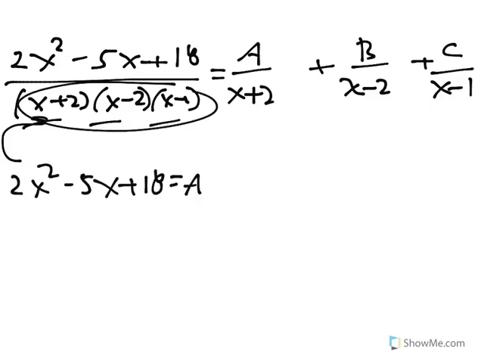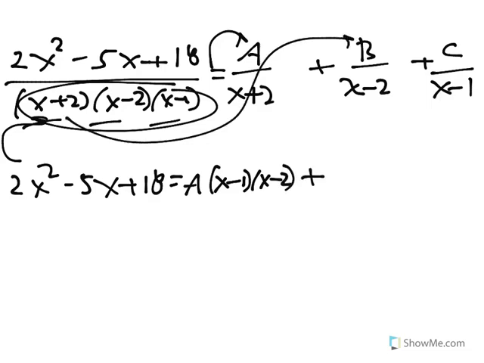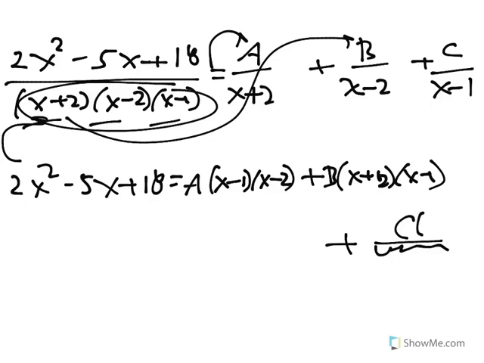And when you multiply all 3 of these things by this term, the x plus 2 cancels out, and the x minus 2 and x minus 1 are there with the A. If I multiply it by this term, the x minus 2's cancel out, and you get b, x plus 2, x minus 1. And the last term, the x minus 1 cancels out, but the other 2 are still there, x minus 2, x plus 2.